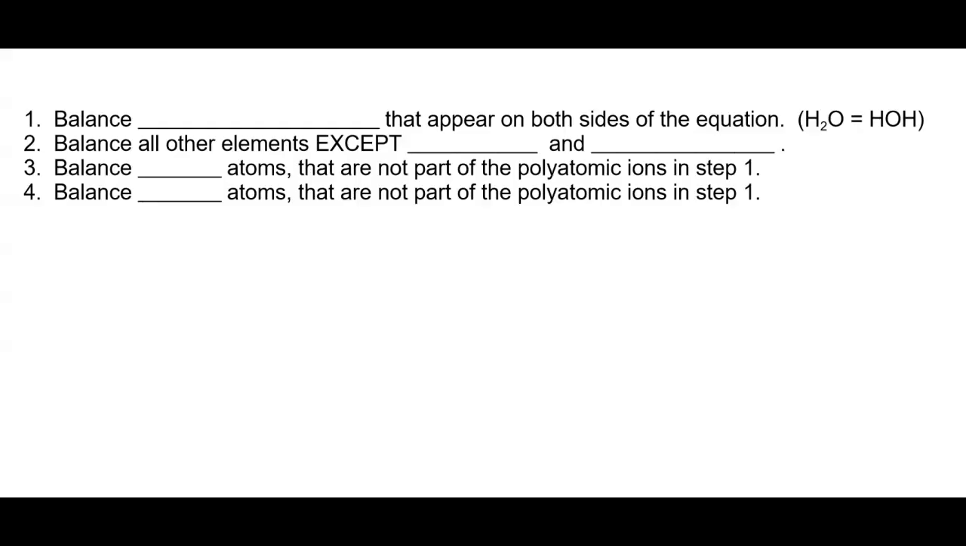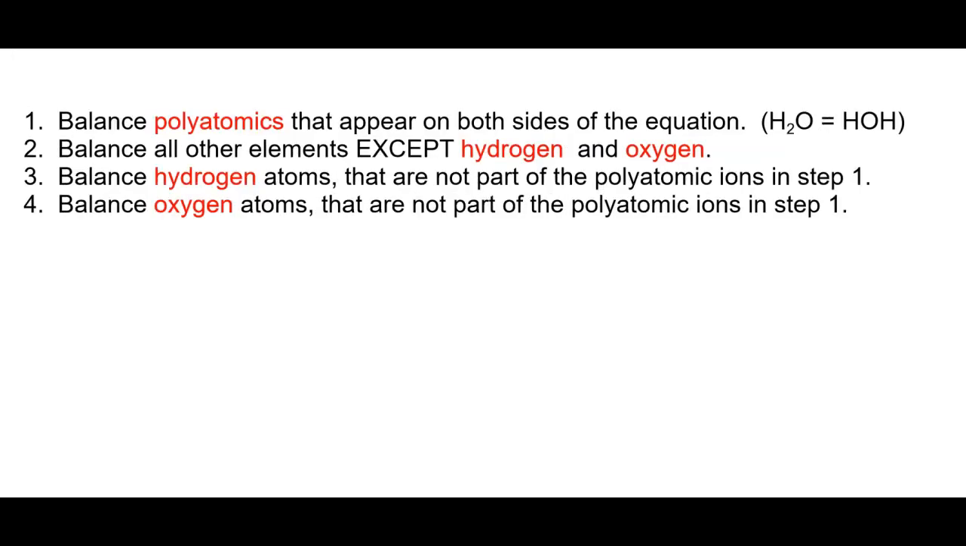Okay, so you're going to fill in these missing blanks, balancing, okay? So balance polyatomic ions that appear on both sides of the equation. So these are the suggested steps for balancing chemical equations. They don't always work, but if you do these steps in this order, they work probably 90% of the time to balance a chemical equation.